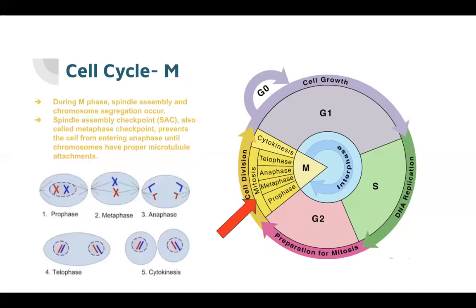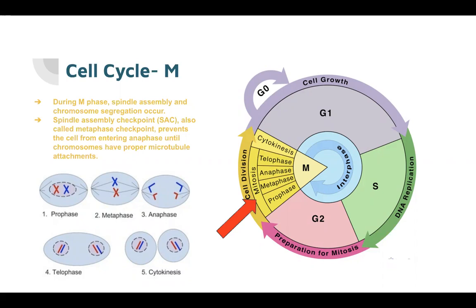And like I said, the final phase is M phase, right? So during M phase, spindle assembly and chromosome segregation can occur. We're going to go through prophase, metaphase, anaphase, telophase, and cytokinesis in M phase. So in M phase, we have the spindle assembly checkpoint, also called SAC, which is also called the metaphase checkpoint, right? And this can prevent the cell from entering anaphase.